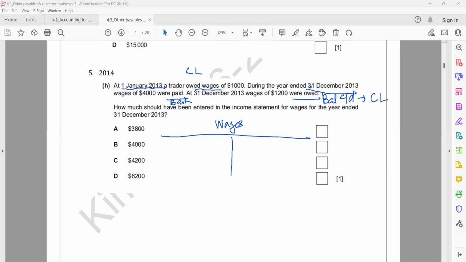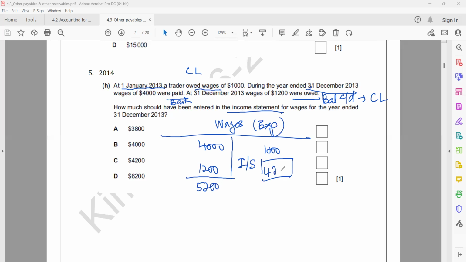You get 4,002. Okay, let me count first. So this one, 1,000 here, beginning of the year. And during the year, paid 4,000. And then at the end of the year, balance c/d also owed 1,002. Okay. So they want to find the income statement amount. This is an expense account. The expense account income statement figure is in here. So you take this one, 5,200 minus this one. So you get 420. So the answer is C.